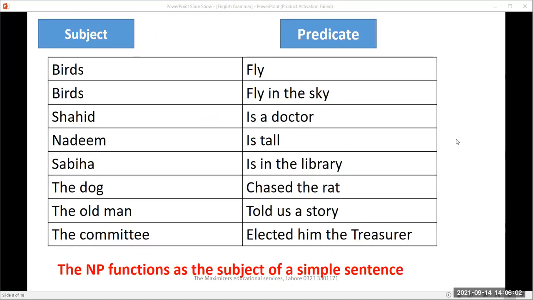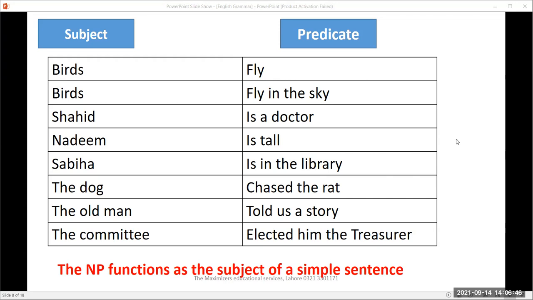Now here in the first sentence you can see the labeling has been done. The parts of the sentence: subject and predicate. Birds fly. So what is bird? Bird is the subject. Fly is the predicate. Birds fly in the sky. Now birds is the subject. Fly in the sky is the predicate. Later we will talk about these elements which are given in the predicate. But at the moment, just understand that the two main parts of a sentence are called subject and predicate.